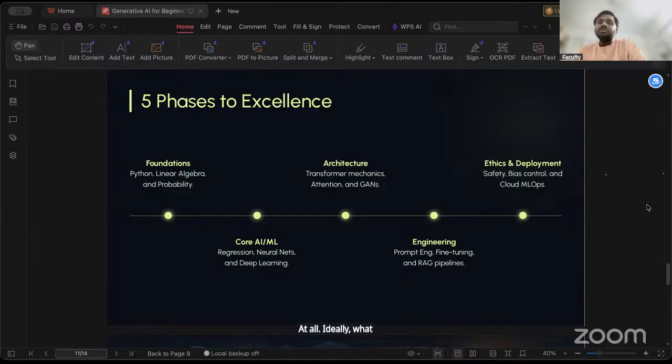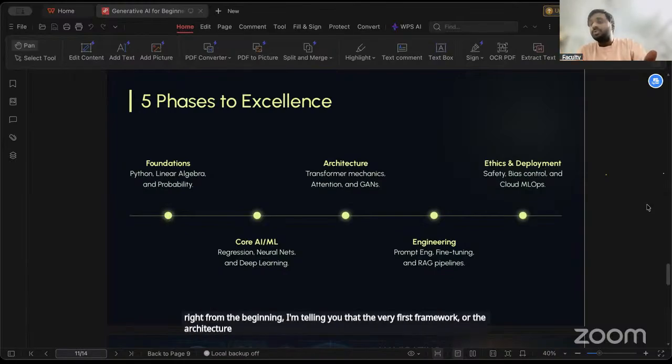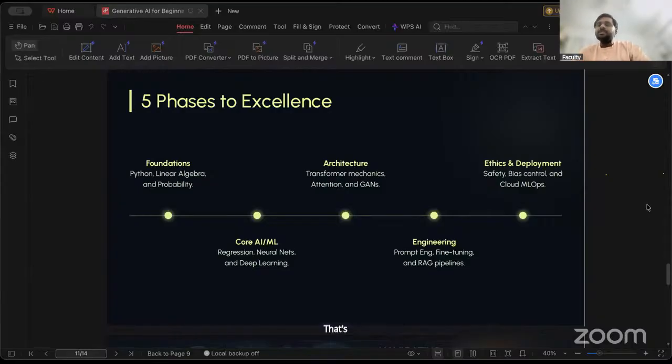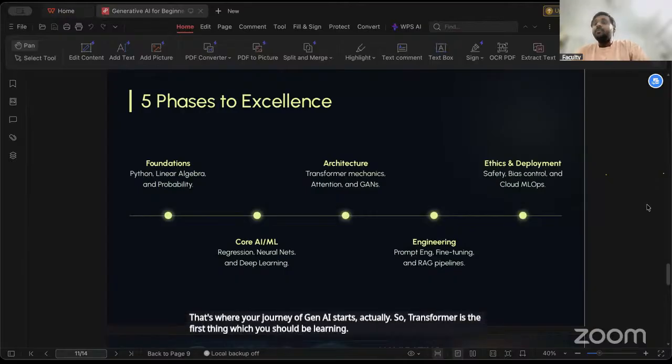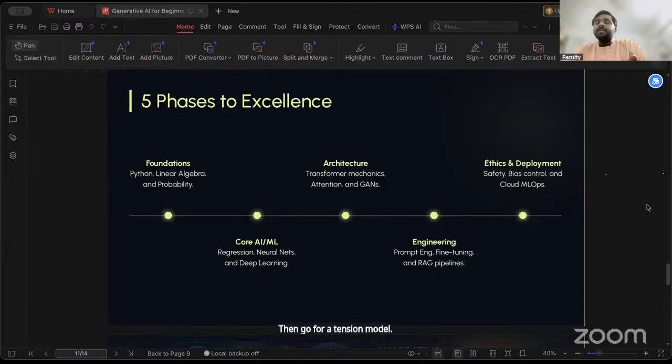Ideally, what I would suggest here is be clear with all your fundamental stuff, then go for the architectures. Right from the beginning, I'm telling you that the very first architecture which you should be clear about is the transformer. That's where your journey of Gen AI actually starts. So transformer is the first thing you should be learning. Then go for the attention model. After learning the attention model, go for generative adversarial networks.